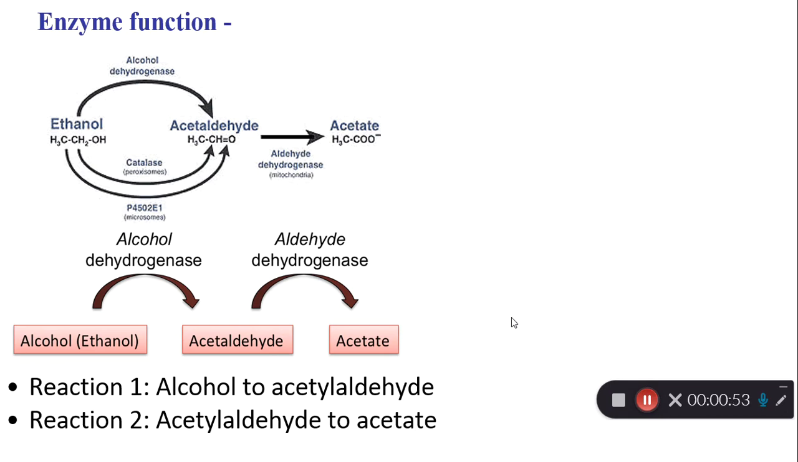So we're going to start with one substrate, alcohol or ethanol specifically. We're going to interact with one enzyme, alcohol dehydrogenase, to create a new product, acetaldehyde. And then that acetaldehyde product is going to interact with a different enzyme, aldehyde dehydrogenase, to create a final product, acetate here. And this is basically just how your body digests alcohol, how your body helps to clear alcohol from your system.